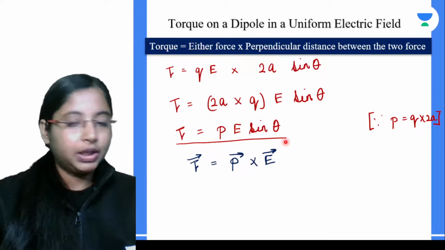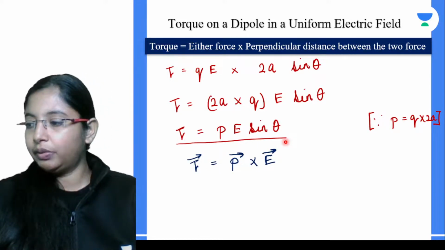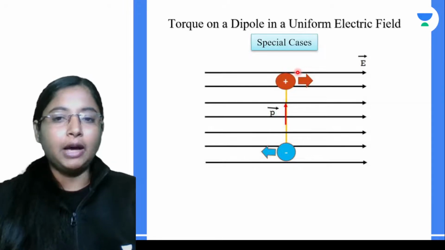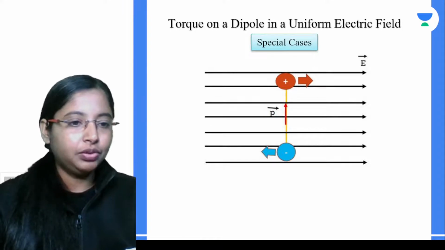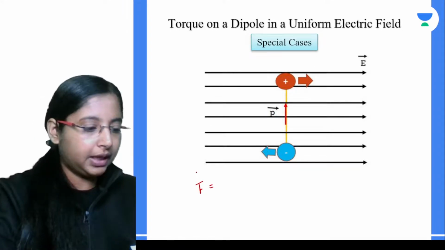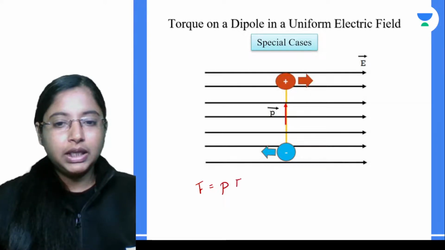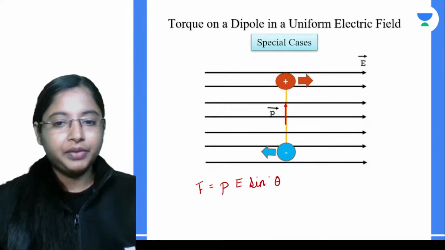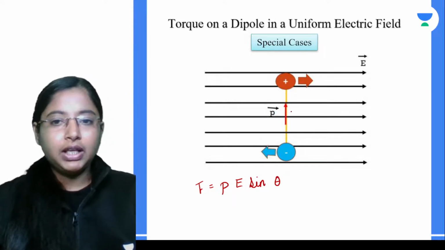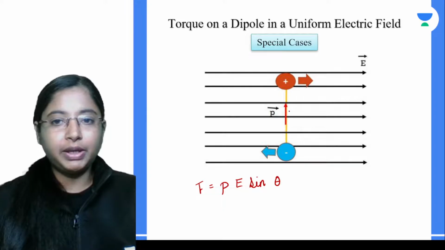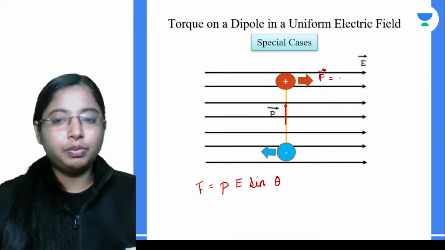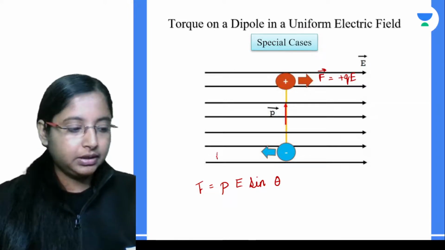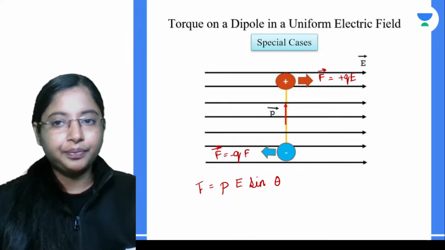Alright, now coming towards the special cases. We want to see when we would get a maximum torque. We know tau is equal to P E sine theta. In this case we are keeping the dipole perpendicular to the electric field. This is the force experienced on the positive charge, and this is the force experienced on the negative charge.